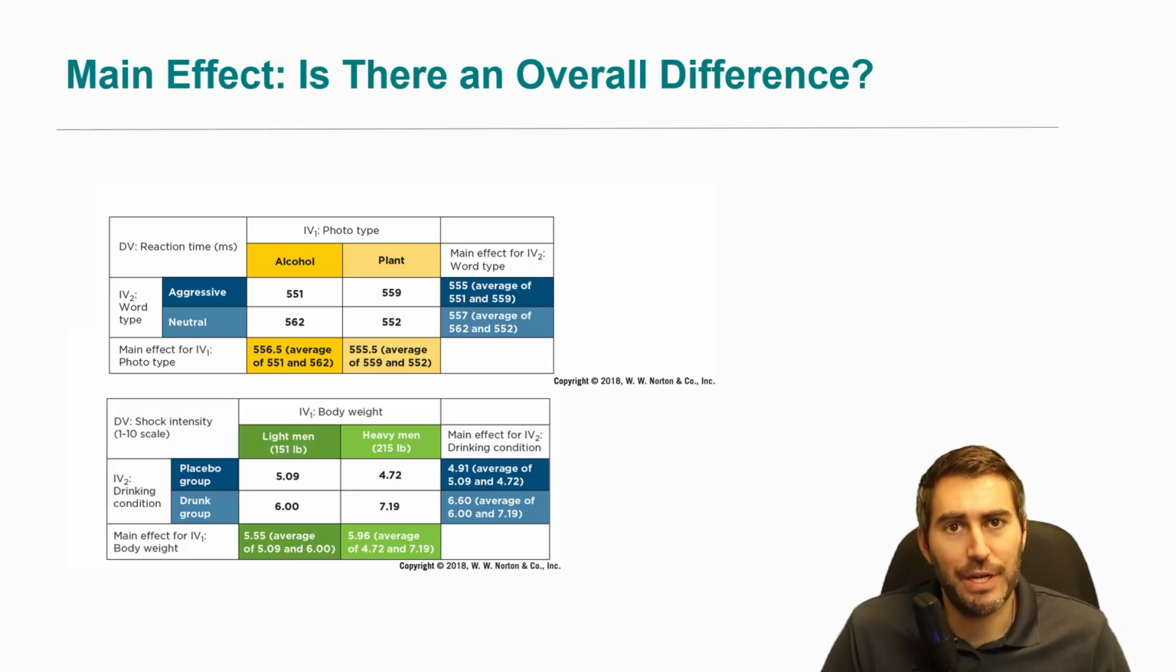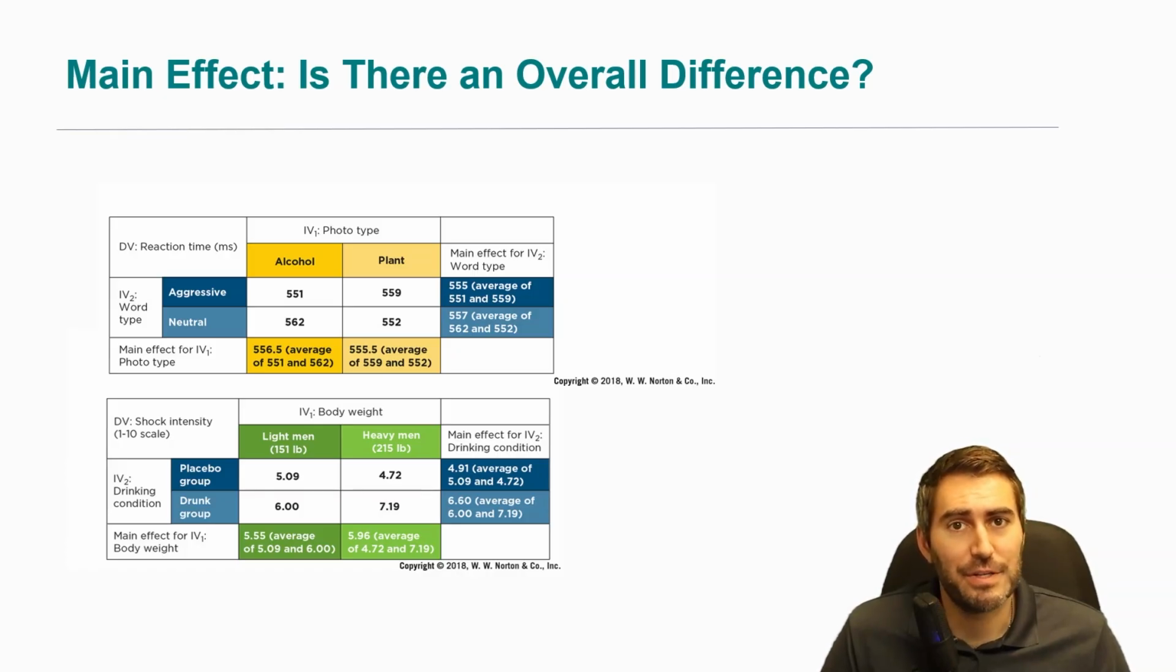The marginal means for aggressive and neutral words are in the far right-hand column of the table. Notice that there is not much difference in the reaction times to aggressive words, 555 milliseconds, and to neutral words, 557 milliseconds, in the marginal mean on the right. It appears that there is not a main effect for word type because they're not very different.